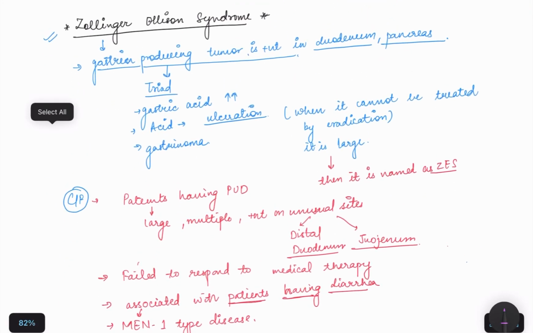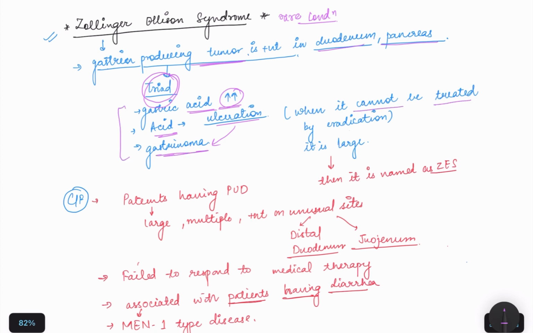So today in this lecture we are going to study about Zollinger-Ellison syndrome. So what is Zollinger-Ellison syndrome? It is a rare condition in which one or more tumors grow in the pancreas or in the upper part of the small intestine. In this condition, a gastrin-producing tumor is present in the duodenum or pancreas, and a triad is present in which gastric acid secretion will be more. If acid secretion is more, ulceration will be present, and this is considered a gastrinoma.